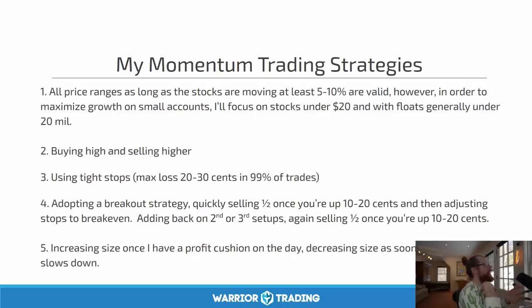However, because I'm buying high and selling higher, I do need to use tight stops. Usually a max loss of 20 to 30 cents in about 99% of my trades. We'll get into the details of the exact stop when we get into strategy, but I usually try to keep tight stops. And adopting a breakout strategy has been really profitable for me, where I get in and take profit quickly into the first breakout. I sell half once I'm up 10, 20 cents, typically.